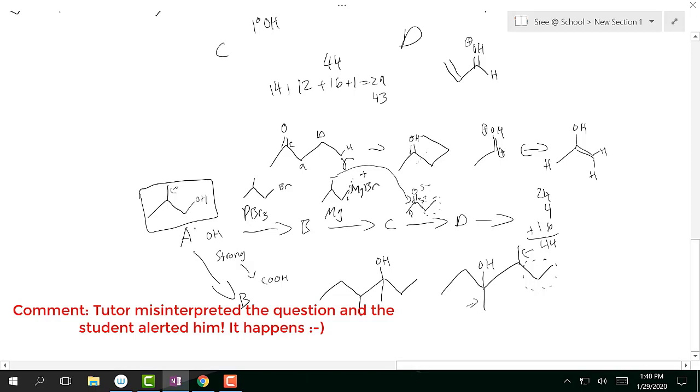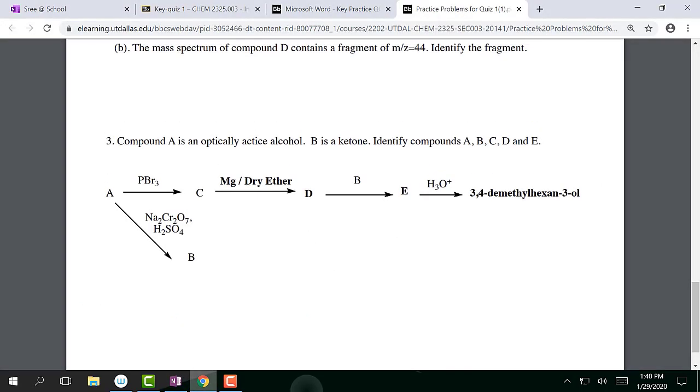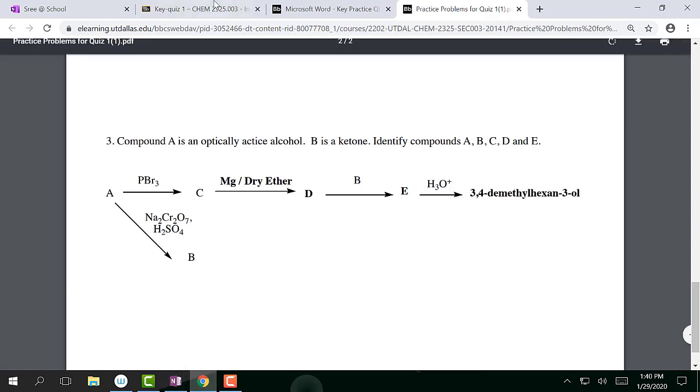Anytime you react with strong or weak, for a secondary alcohol, you'll always get a ketone. Primary alcohols... oh, I see. Okay, I didn't see that. Okay, so if B is a ketone, then that changes things.